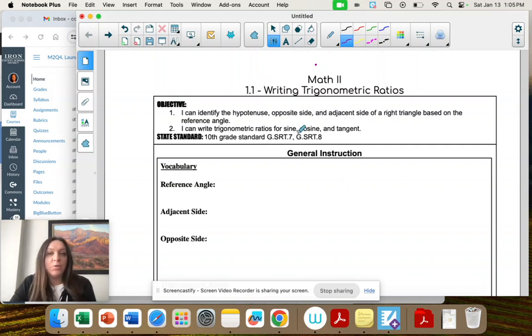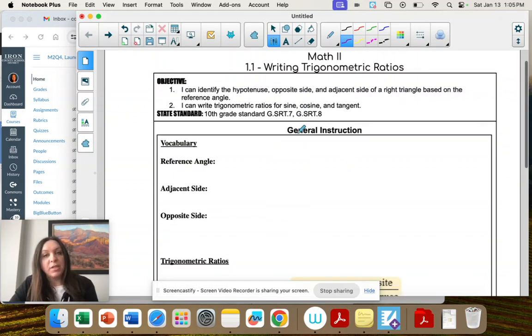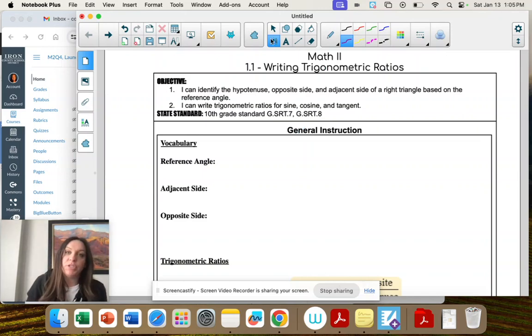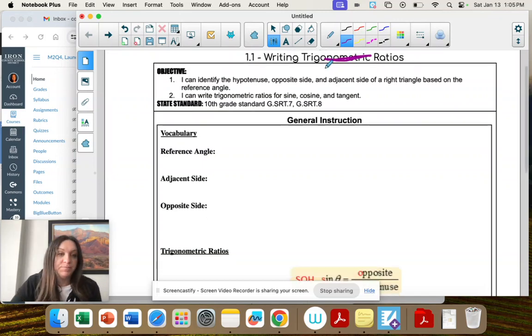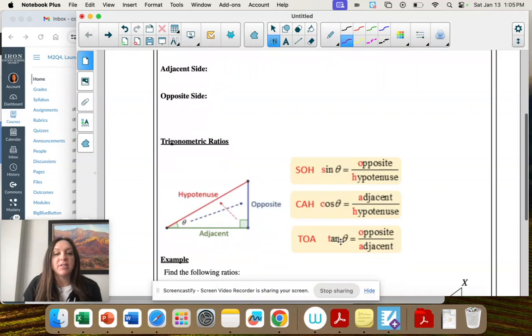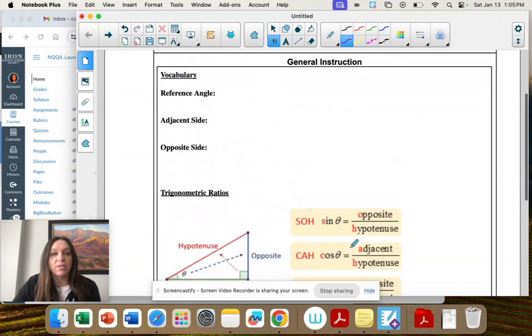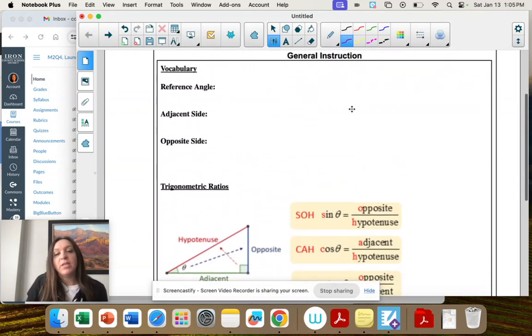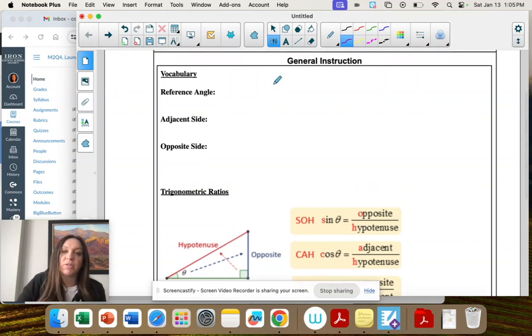Okay, 1.1, we are writing trigonometric ratios. Sometimes, most of the time, we just say trig. But trigonometry is using these ratios. Today we're going to learn sine, cosine, and tangent. So when you look at a right triangle, we label the sides, and that's how we get those into our trig ratios.